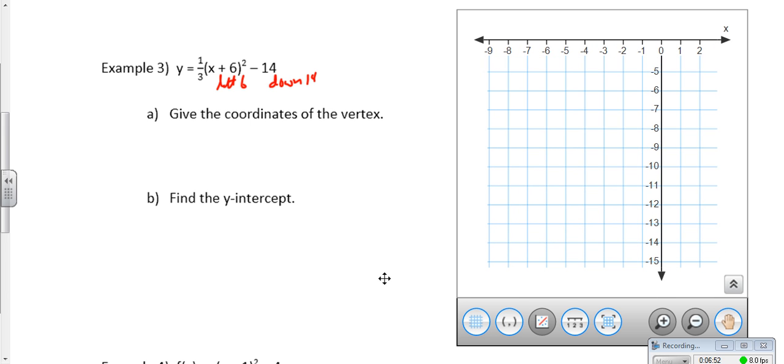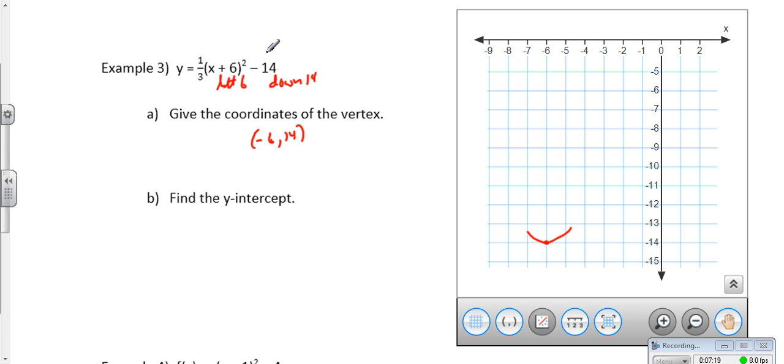So now my vertex is left 6, down 14. It's right here. Now the 1/3 will make it wider, okay, but that's not what the question is referring to. The question is, what's the vertex? And the vertex is -6, 14. Now, that's very easy to find when it's in vertex form.